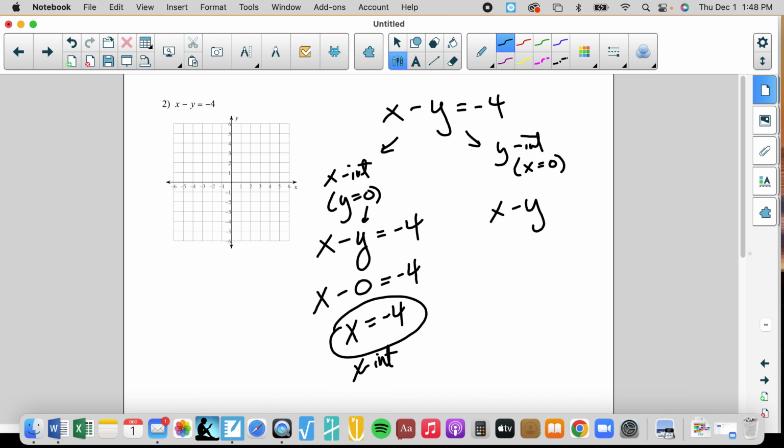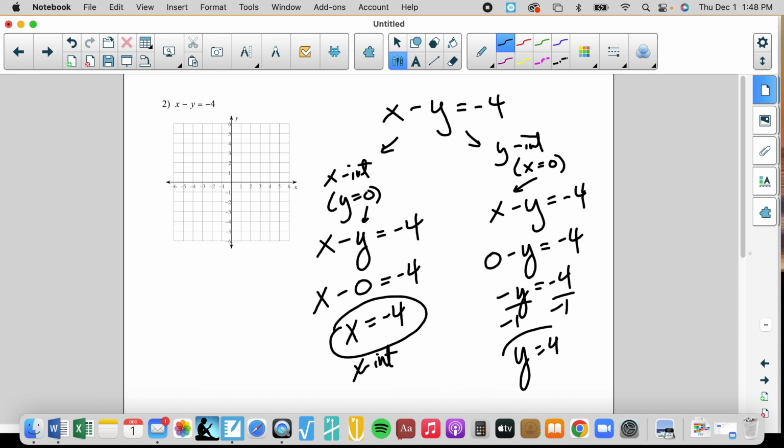So we use the starting equation, and now we plug it in for that variable. 0 minus y equals -4. Negative y equals -4. We're going to divide by -1. We get y equals 4. And that is my y-intercept.